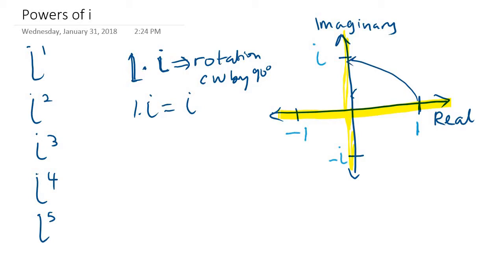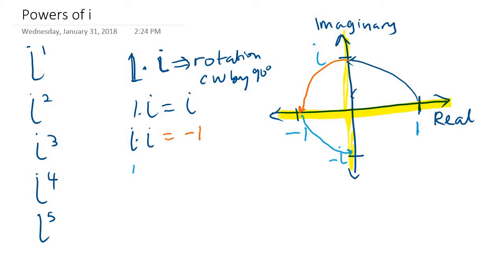Now if I take i again and multiply it by another i, that means I'm going to do another rotation by 90 degrees. So let's do another color. We go like this, and it goes to -1. So i times i is just -1. Then if I do one more rotation from -1, I rotate again by 90 degrees, and that will get me to -i.